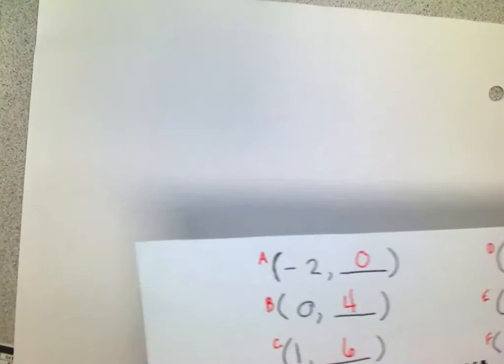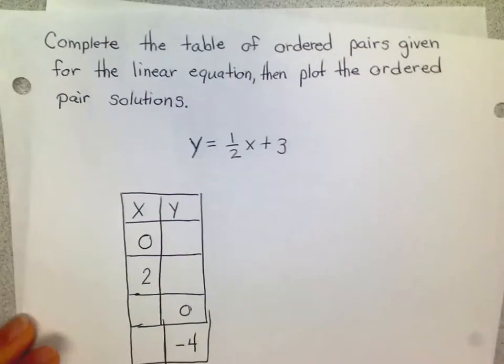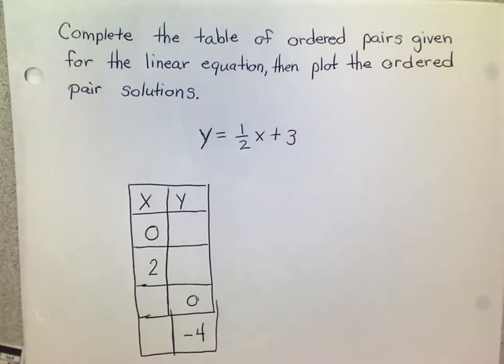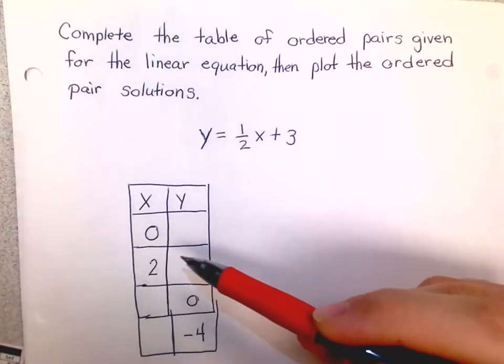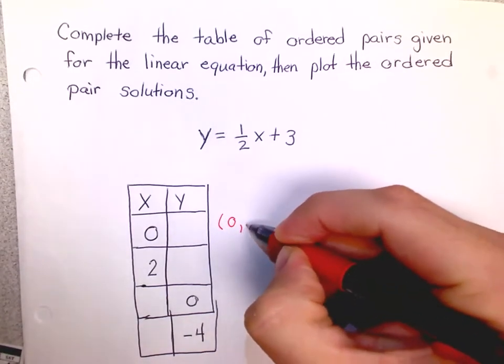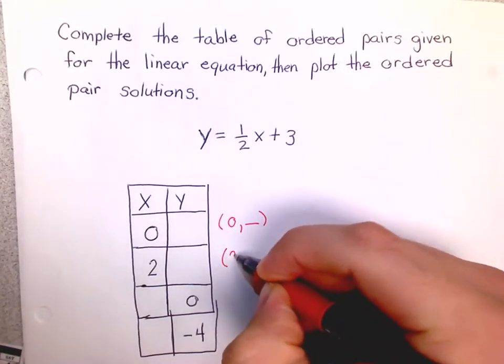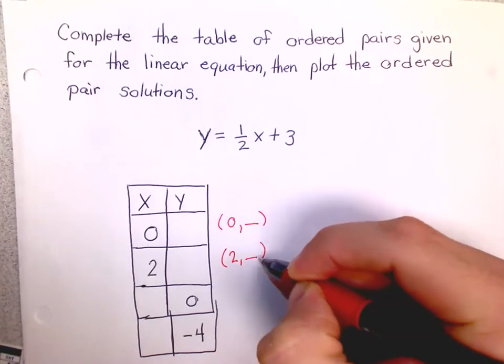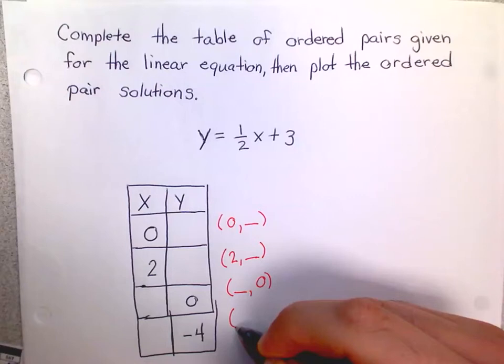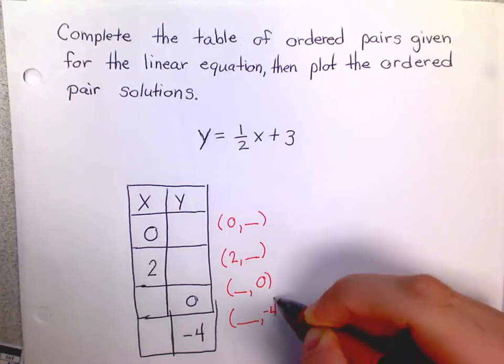Final thing I'd like to look at today for this video is to complete the table of the ordered pairs given for the linear equation, then plot the ordered pair solutions. So doing what we were doing before, except this time it is in chart form. So this really makes the point 0, comma something. This one's like 2, comma something, something, comma 0, and something, comma -4.